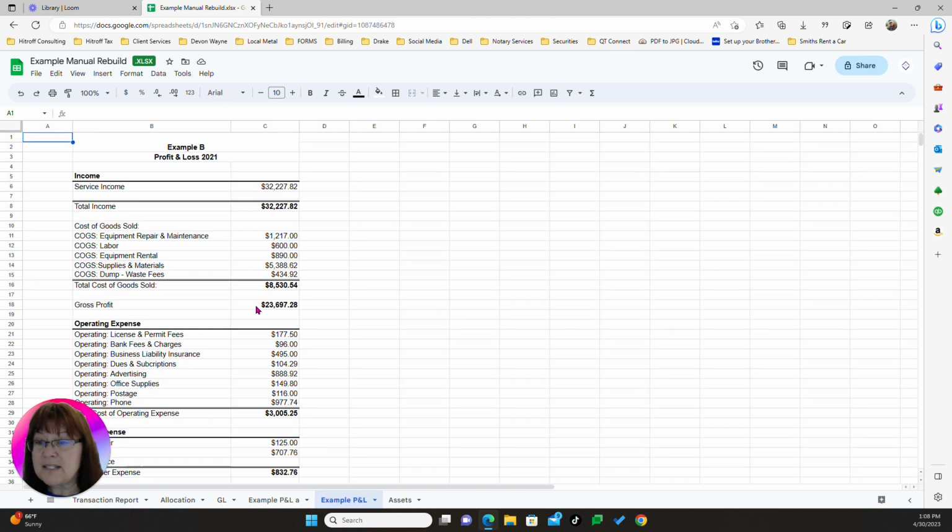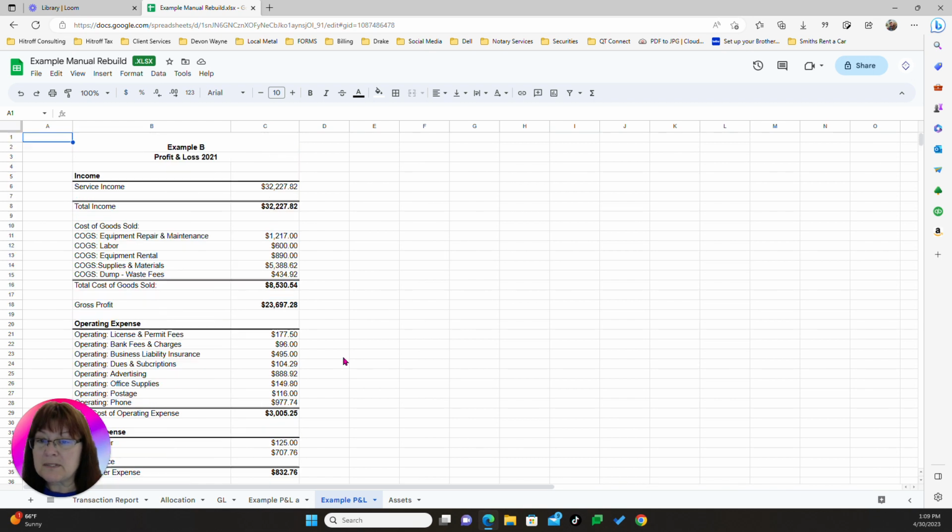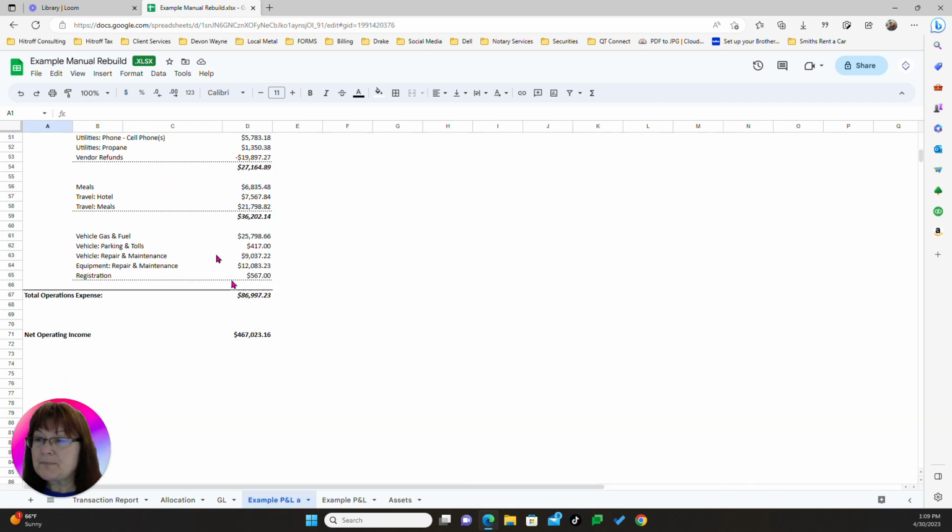And then here is an example of a profit and loss that we did for a landscape company on his first year. He did not utilize a financial accounting software, and he brought us paper documents, all of his invoices, his paper bank statements, and his receipts of purchases throughout the year. So we were able to build him a profit and loss.